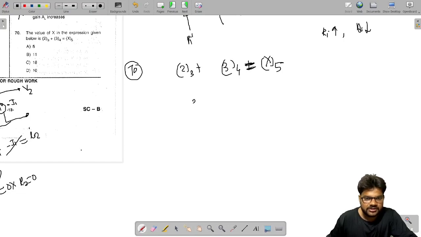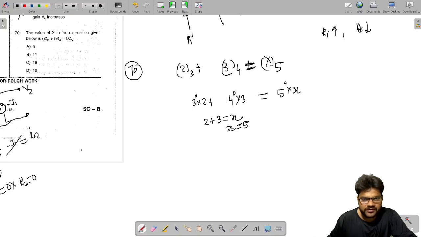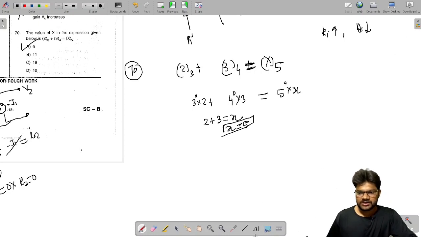So write 3 to the power 0 into 2 plus 4 to the power 0 into 3 equals 5 to the power 0 into x. So this is going to be 1 into 2 plus 3 equals x. So x is going to be 5. So the correct option is A. Let us move to the next questions.